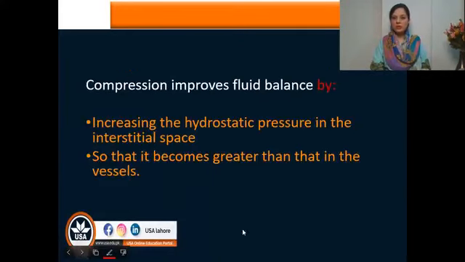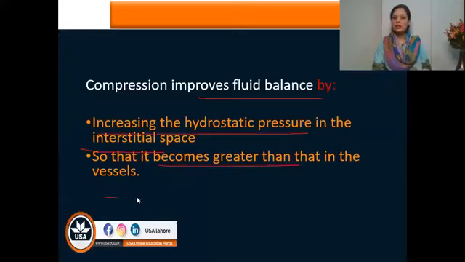So moving towards the next point, compression improves the fluid balance. How does it improve the fluid balance? It actually increases the hydrostatic pressure in the interstitial spaces, so it becomes greater than that of the vessel, and in this way it prevents the fluid loss. So let's take an example of what it is going to do.